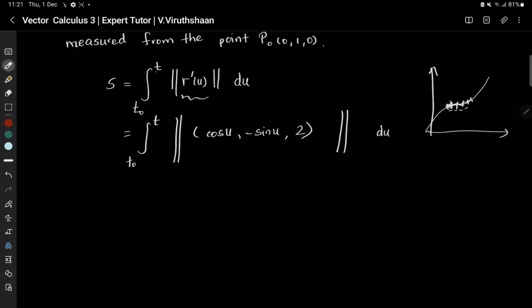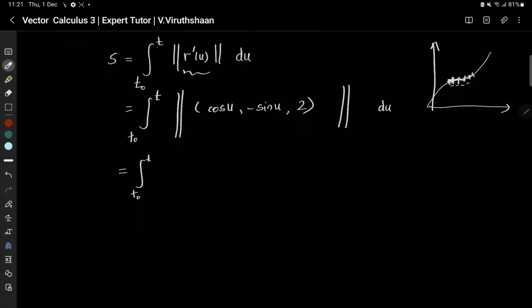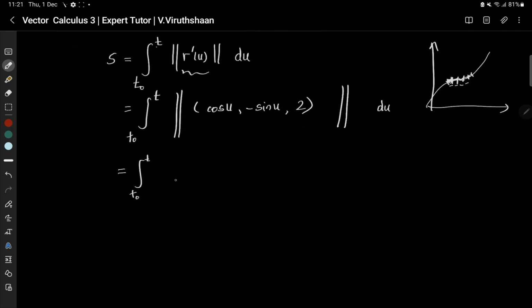Once we have found this, we need to find the magnitude of the vector. How do we find the magnitude of a vector in the 3D plane? It's very simple. We square all the values and take the root. So we get cos squared u, plus minus sine u whole squared, and sorry, we need to add them up, so plus 2 squared, which is 4, and the root of all this is the magnitude of this vector.